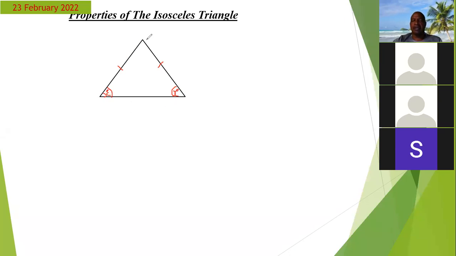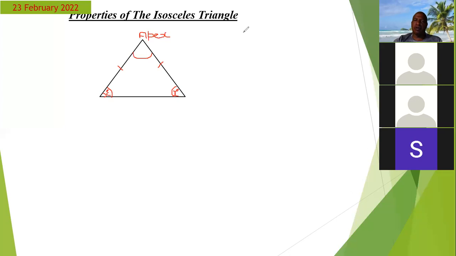All right, now the peak is called the apex. And so the angle at the peak is referred to as the apex angle. So this angle is called the apex angle.